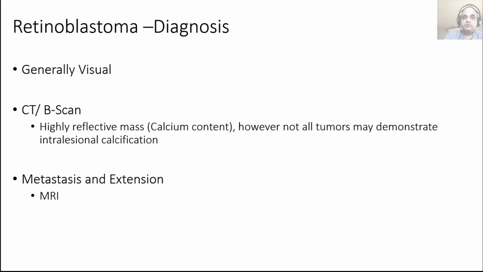The diagnosis is usually visual, as I'll show you, by fundus examination as well as the appearance of the child. But you can do a CT scan or B scan to see the tumor if doubt exists, and they appear as highly sonoreflective or echogenic masses on B scan, or highly reflective masses on CT scan because of the calcium content. However, do note that the calcium content would vary, so not all of the tumors might appear as highly reflective on CT scan or B scan. For metastasis, an MRI is usually indicated.